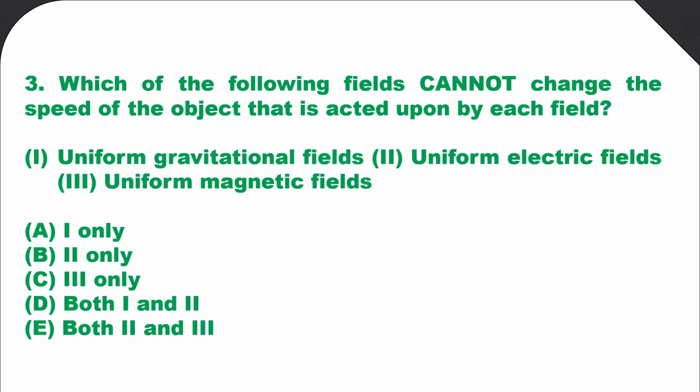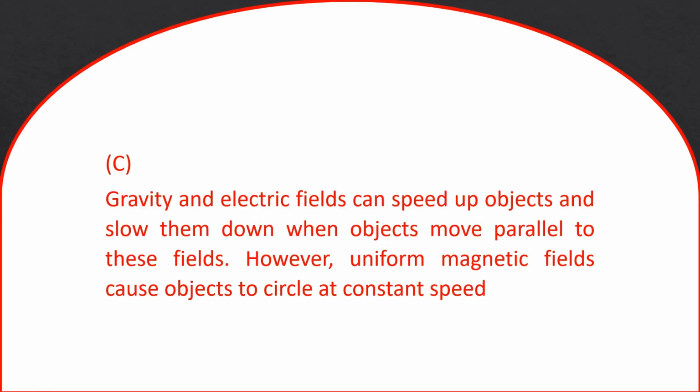So we know that gravitational and electric fields can speed up objects and at the same time can slow them down when such objects move parallel to the fields. However, uniform magnetic fields cause objects to circle at constant speed. So option C is the correct answer here.